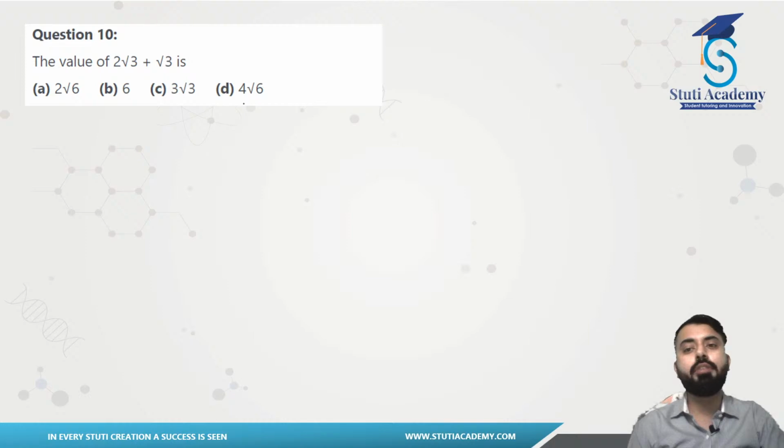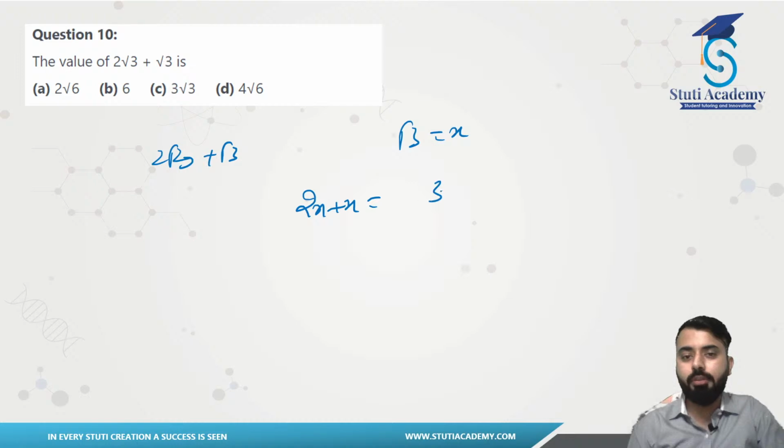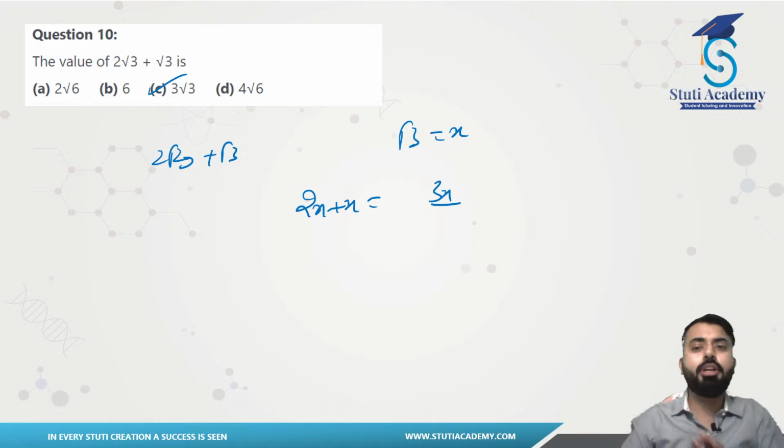Now let's see what we have in the 10th part. So the answer of this, you guys see, 2 square root 3 plus square root 3. If I assume square root 3 to be x, I have what? 2x plus x, that will be what? 3x, or you can say 3 square root 3. So I hope this is easy, right? You guys should be able to solve this one. So these were your 10 MCQ questions. I hope you were able to attempt and get each and every question correct.